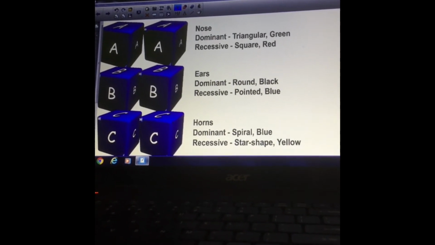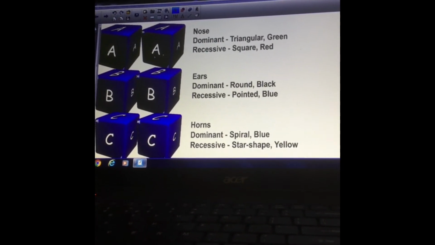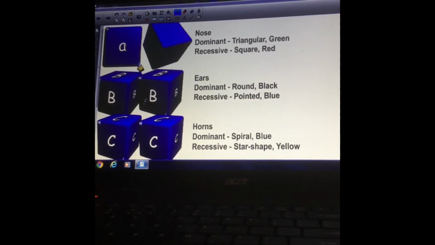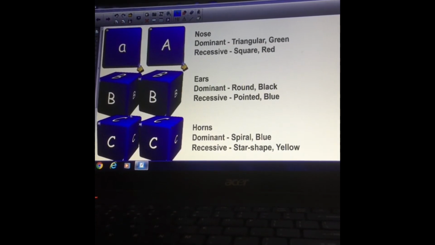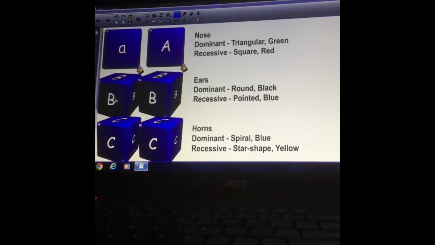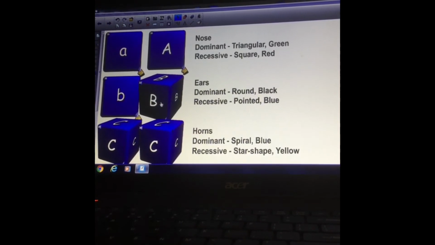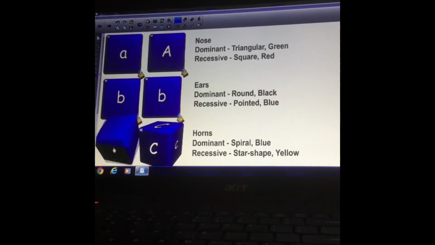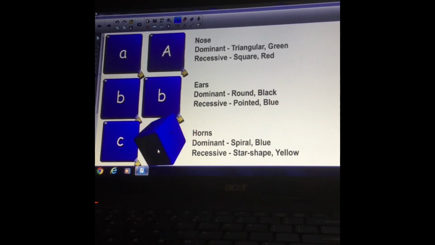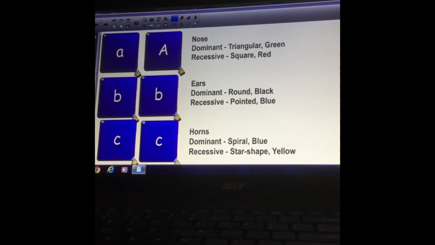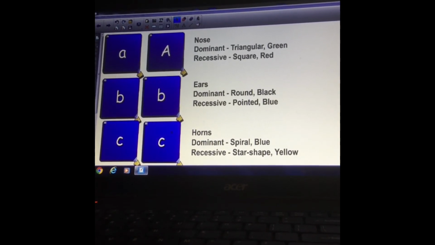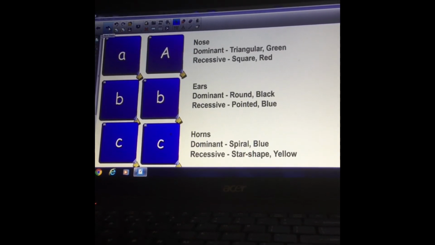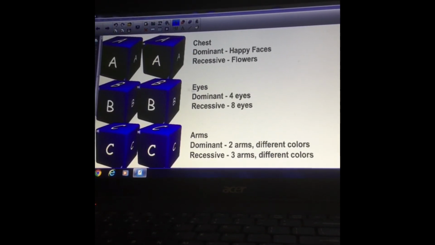So here we go. Here's the first set for the nose. What are we gonna have? There's the nose. Ears. Horns. All right, there's the first set of 3. Let's go to our next set.